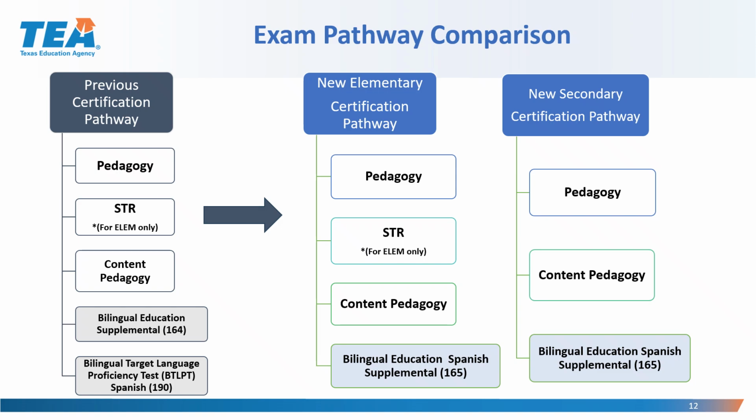Depending on the grade band a candidate selects, they have the option of taking the Core Subjects EC6 exam or the 4-8 content exam of their choice. At the secondary level, candidates will take 3 exams: pedagogy, content pedagogy, and the new Bilingual Education Spanish Supplemental 165. Fewer exams are more economical for candidates.